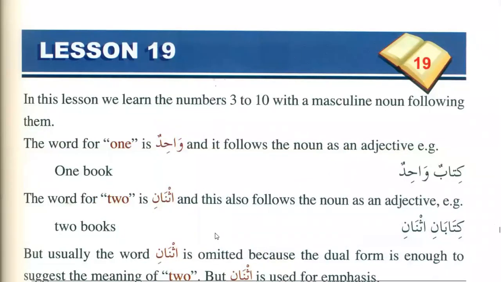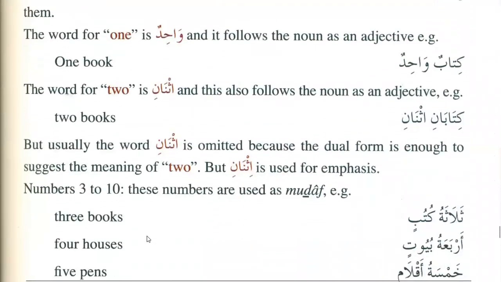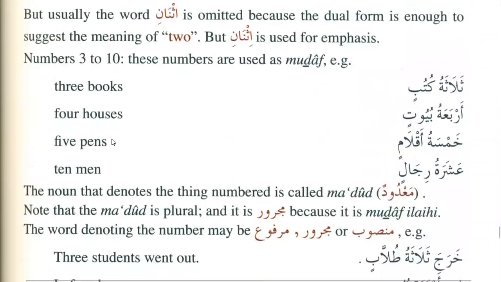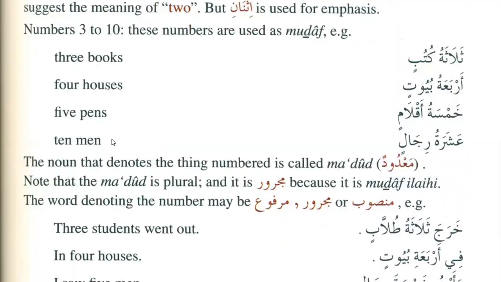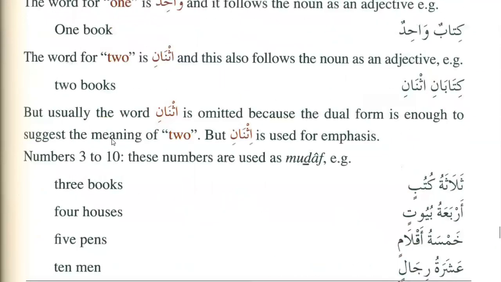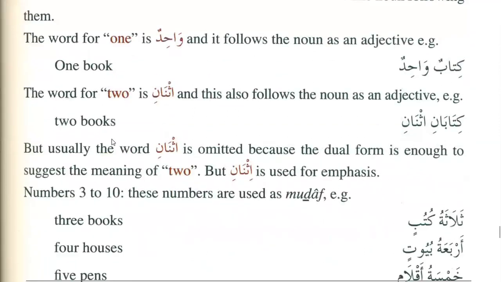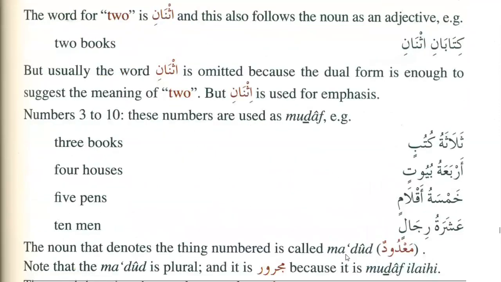In 1 and 2, let me tell you one more thing first. The numbers in Arabic are called adad, and the thing which is counted is called madud. So here, three books: three is adad and books is madud.